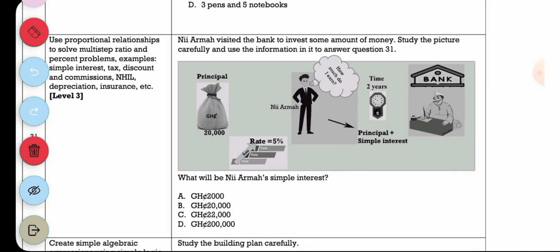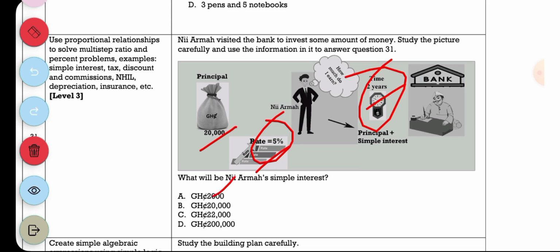31. Ni Ama visited the bank to invest some amount of money. Study the picture carefully and use the information to answer 31. I have a principal here of 20,000, a rate of 5%, a time of 2 years. Find the simple interest. Simple interest equals principal times rate times time over 100. So when you multiply your 20,000 by your 5 over 100 and then your time, if you do your calculation right, you're going to end up with 2,000 Ghana cedis.